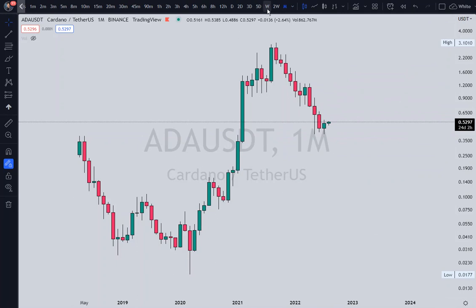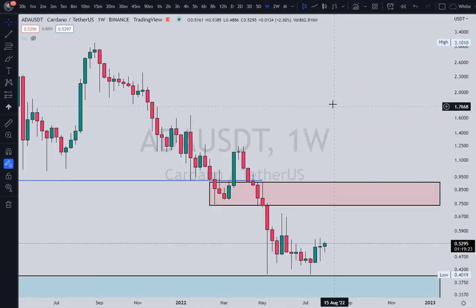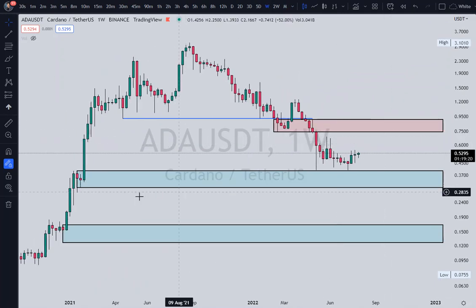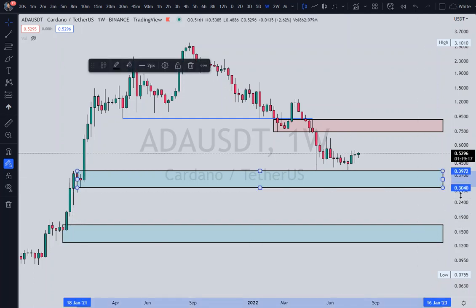Let's go to the weekly. Here we are in the weekly time frame. Again, this area, from 30 cents to 40 cents, was a very important support. It shows a bounce, but this bounce is not as strong, as you can see, and I still expect the price to go to the lower levels.